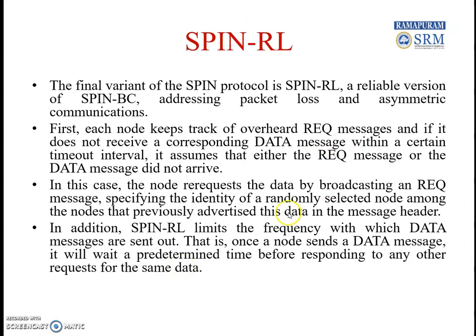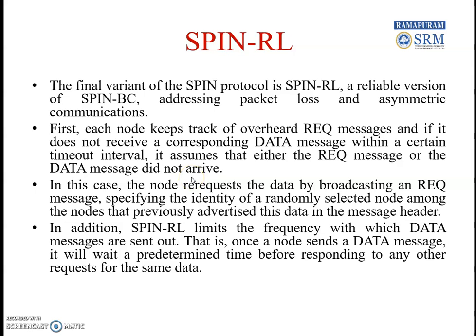And finally, SPIN RL. This SPIN RL is again a variant of the SPIN BC protocol, a reliable version that addresses packet loss and asymmetric communication. First, each node keeps track of overheard request messages, and if it does not receive a corresponding data message in a certain time interval, it assumes that either the request message or the data message did not arrive.